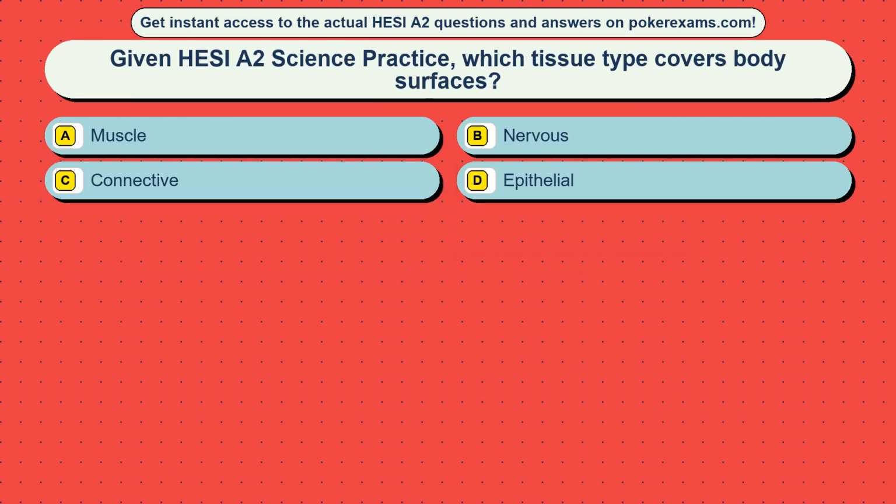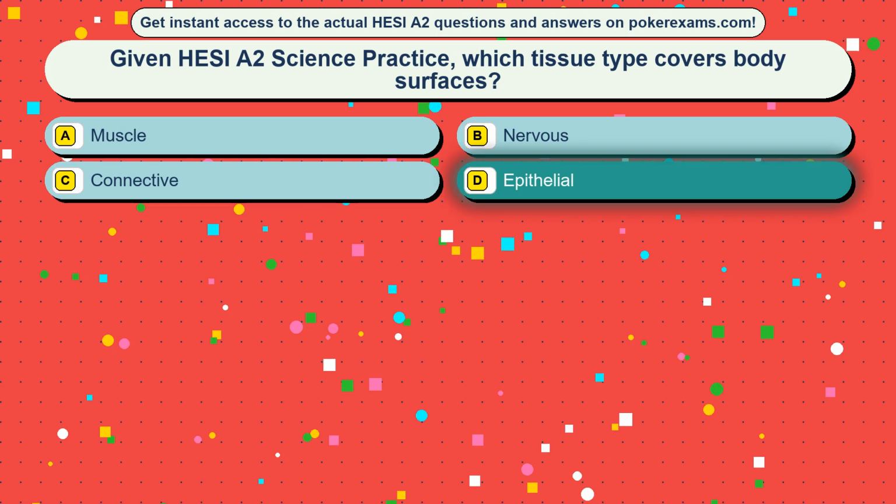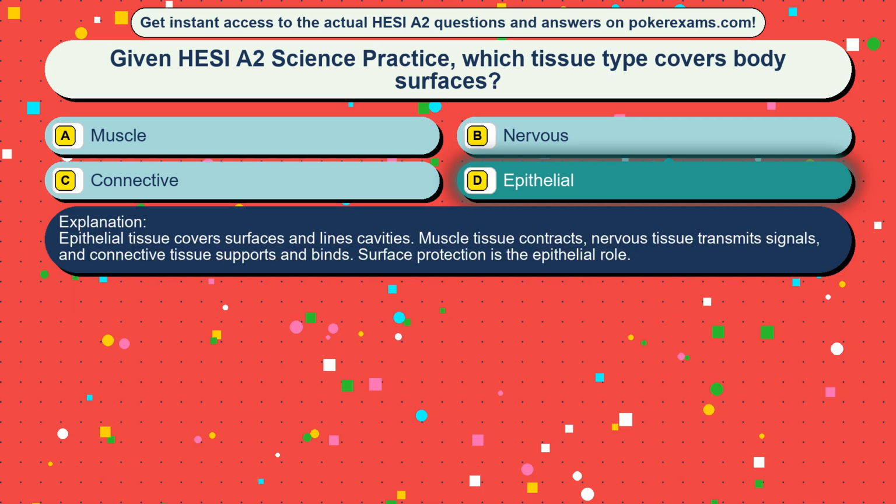Given HESI A2 Science Practice, which tissue type covers body surfaces? Option A, muscle. Option B, nervous. Option C, connective. Option D, epithelial. The correct answer is option D, epithelial. Epithelial tissue covers surfaces and lines cavities. Muscle tissue contracts, nervous tissue transmits signals, and connective tissue supports and binds. Surface protection is the epithelial role.